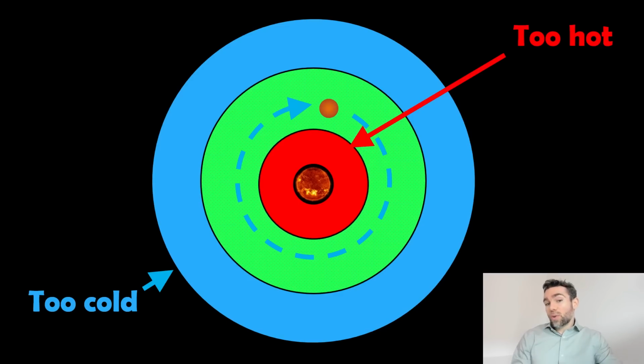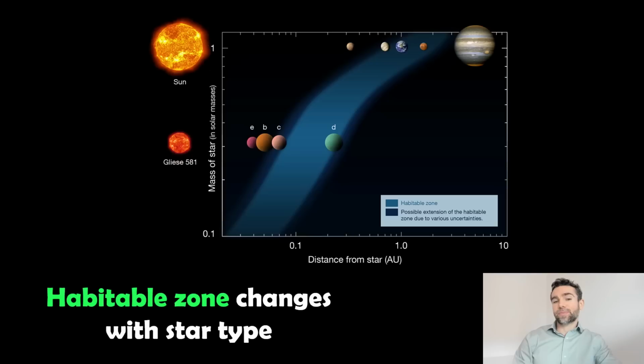Because if it's too close, so in the red section here, if that planet was in that section there, it would be too hot. You're not going to have liquid water there. And in the blue section, the outer part, that's going to be too cold basically. It's too far away from the star. There's not enough energy from that star reaching the planet for it to then have liquid water. So this section in between, the green section, is the habitable zone, and we need to essentially find an inner edge and an outer edge to define that particular zone.